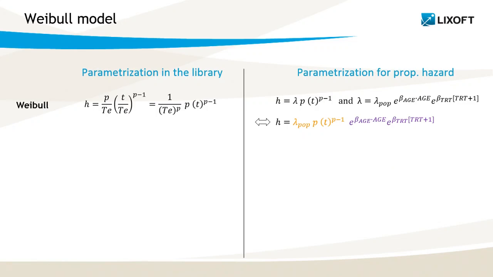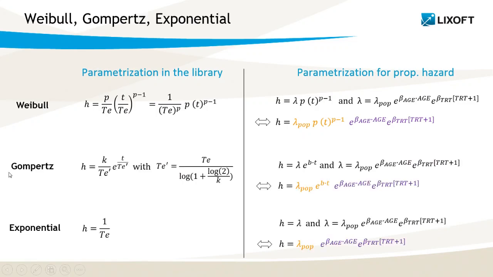The same reparametrization can also be done for two other models from the library, the Gompertz model and the Exponential model. However, for the other common models, there exists no way to parameterize the model such that we end up with a proportional hazard model. Note that this parameterization is less convenient in terms of the meaning and interpretation of the parameters. That's why it is not included in the library yet.